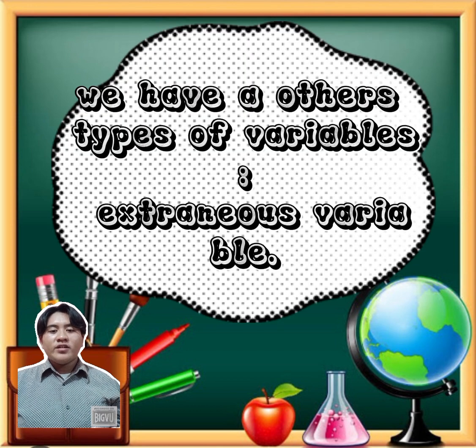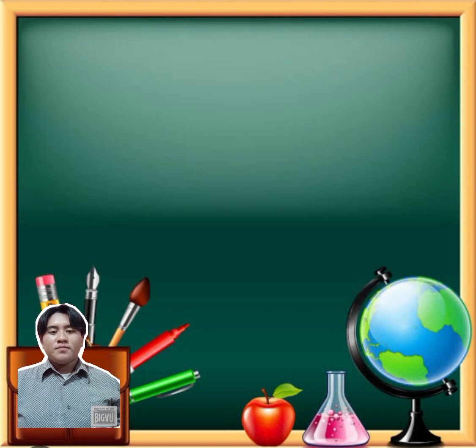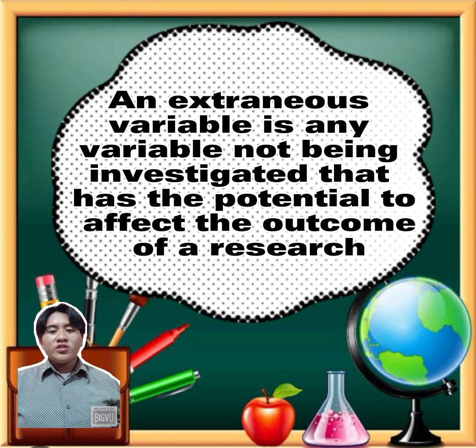We have other types of variables. Extraneous variables. Extraneous variables are any variables not being investigated that have the potential to affect the outcome of a research study.